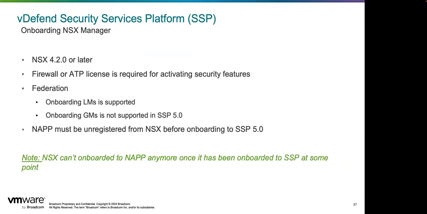All right. So now for onboarding, you have NSX 4.2 or later. You're going to need the firewall, so DFW, vDefend. You have an ATP license to be able to use this feature. Federation onboarding the LMs is supported. Onboarding GMs is not supported in 5.0. And if you are a customer of the old NAP platform, that must be offboarded before we onboard SSP. To note, there is no going backwards at this point. NSX can't be onboarded to NAP once we've onboarded to SSP because of some of the changes that are made in functionality of the UI.